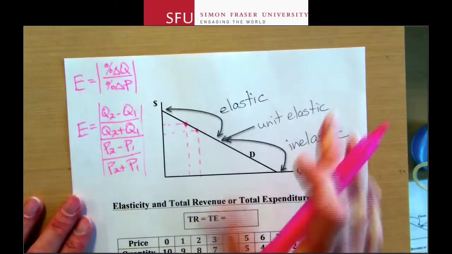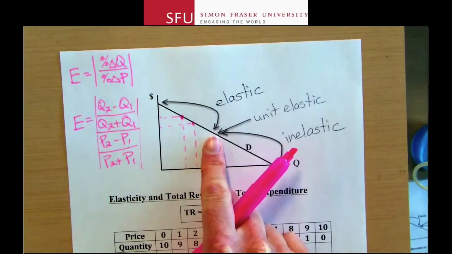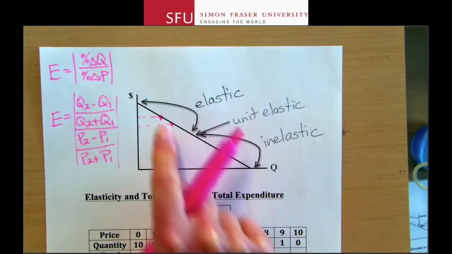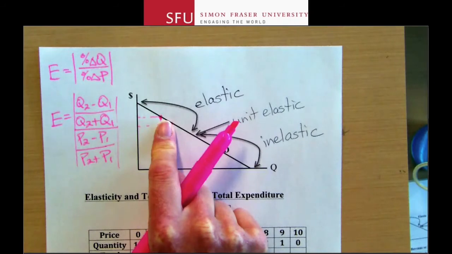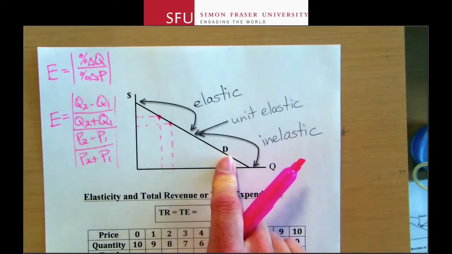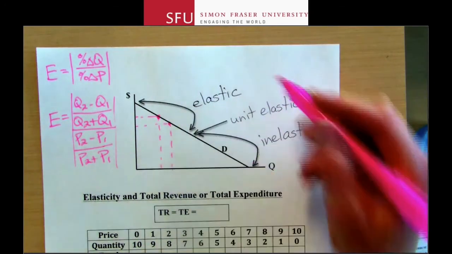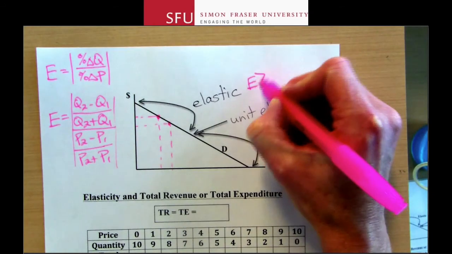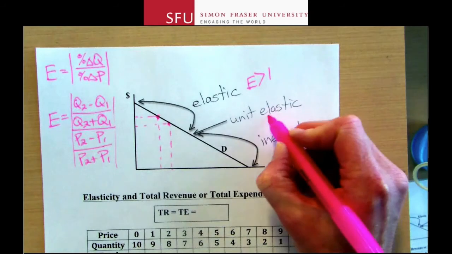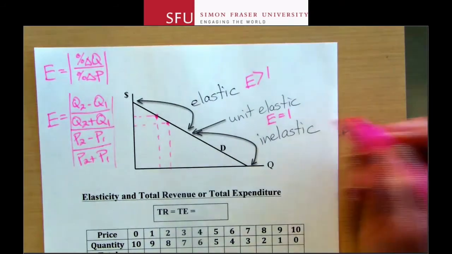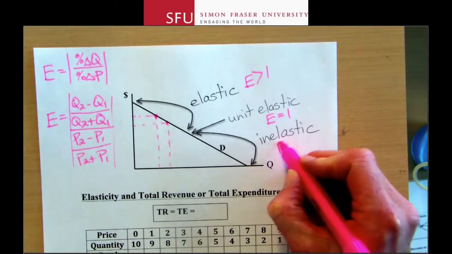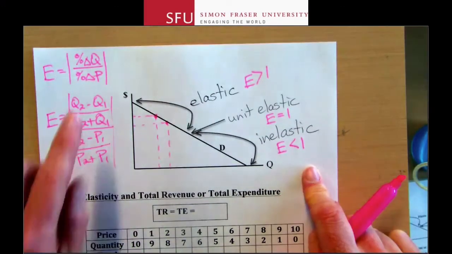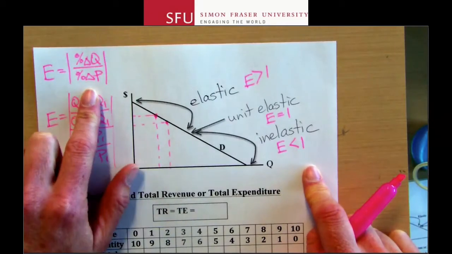Good. Okay, and so what we ended with, last class we had done measurements of elasticity on the upper part of the demand curve, in the middle and the lower part. And so what we found is the upper part was elastic, meaning that the elasticity was greater than 1. Unit elasticity was exactly equal to 1. And inelastic elasticity is less than 1. And so then that ties into our formula here.